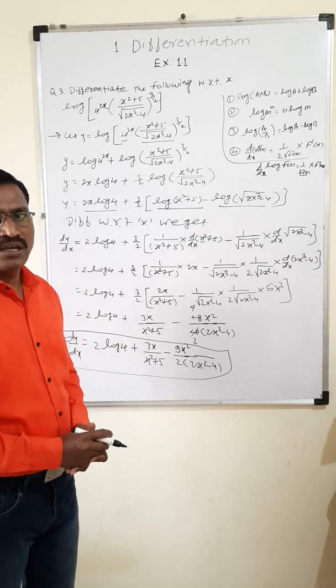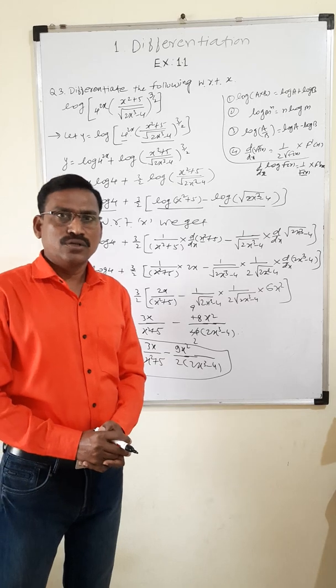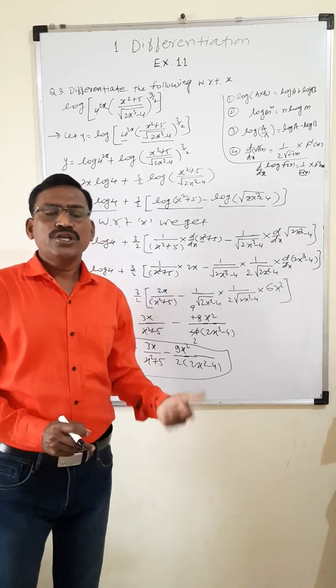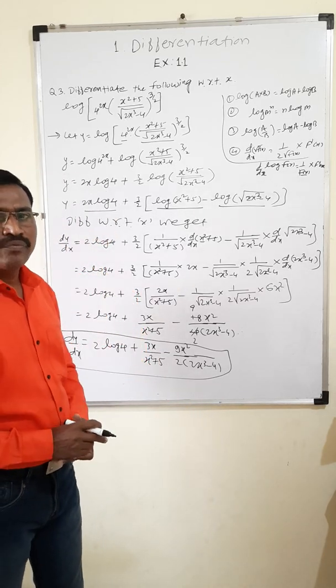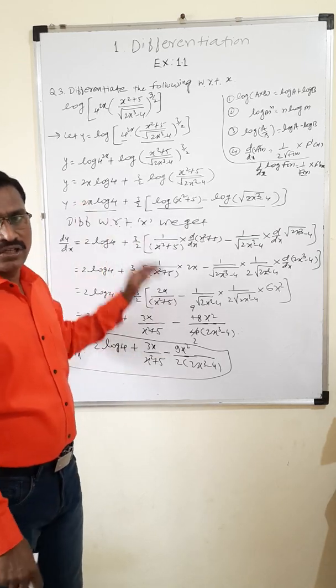In this way, we take the example in this question by using the rules u plus v, u into v, u by v, and logarithmic. So in this way we have to complete this question number 3. We have stopped here.